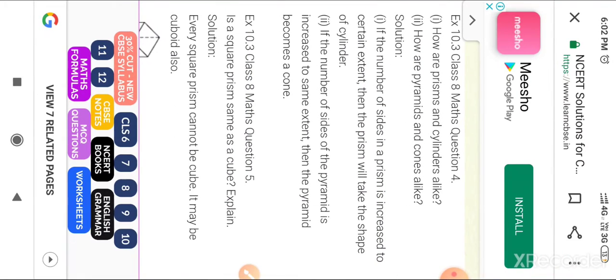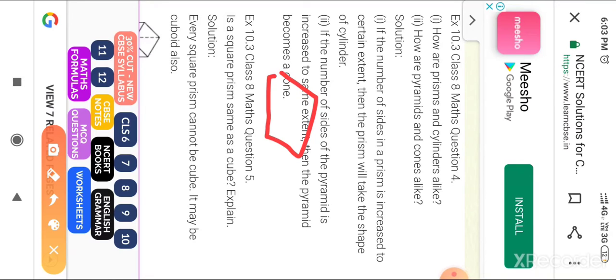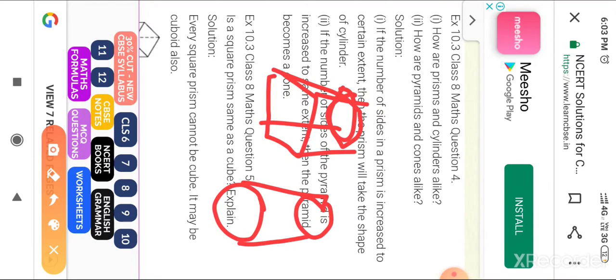Question number 4 is, how are prism and cylinder alike? Second part of the fourth question is, how are pyramids and cones alike? So, solution of the first question is, if the number of sides in a prism is increased to a certain extent, then the prism will take the shape of a cylinder. As we increase the sides of the prism, it will take the shape of a cylinder.